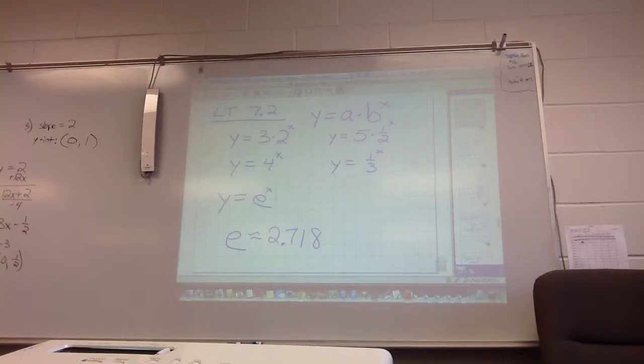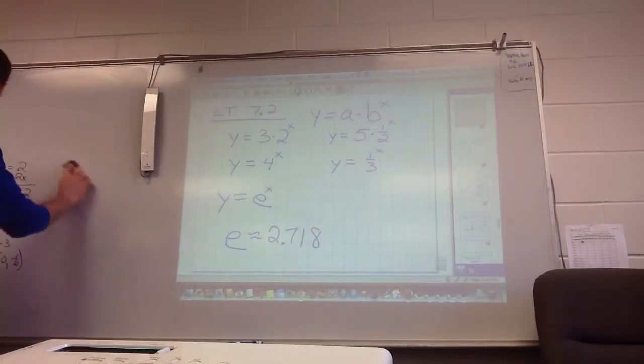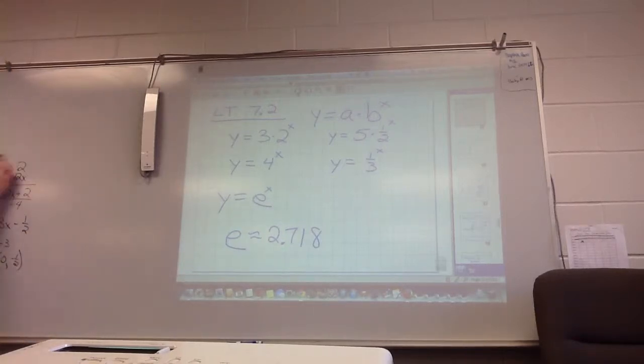And I kind of added this simplify exponential expressions to that as well, because we will spend a little bit of time simplifying exponential expressions. That's kind of review though, really. You know, it's really just exponent rules. So, new learning target: solving and writing exponential equations.